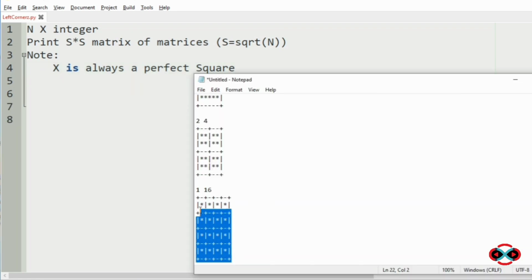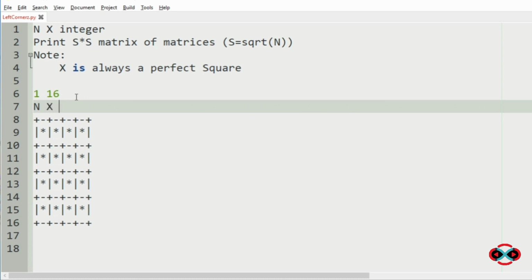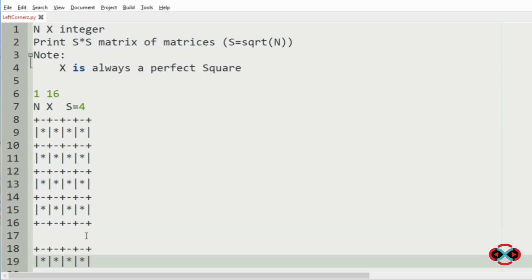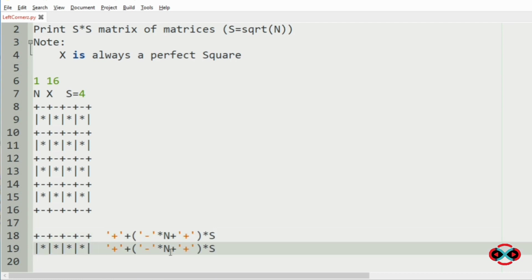Now consider the test case where n is 1 and x is 16, then s is the square root of x, that is 4. Now these are the two main rows. They follow a pattern: first a plus, then a hyphen repeated n times, then a plus, and this is repeated for s times. So here, the hyphen is one time, and this is repeated for four times, since s is 4. Now the same thing for this pattern also. So here it is asterisk, here it is the pipe symbol.